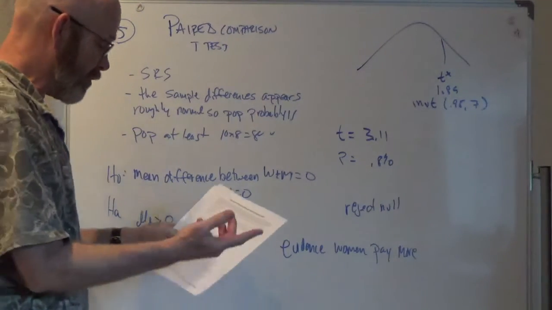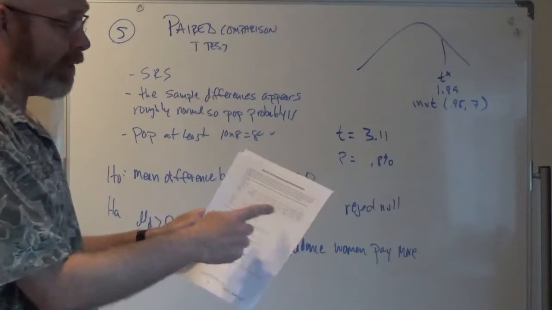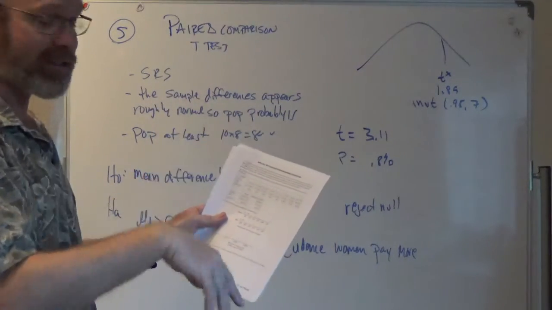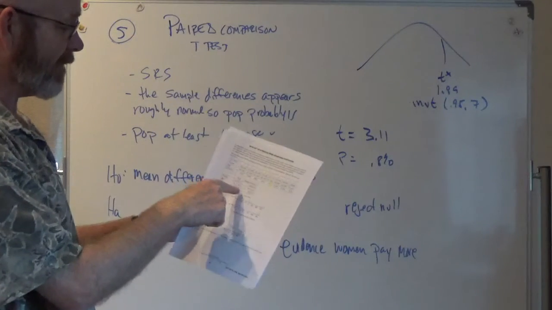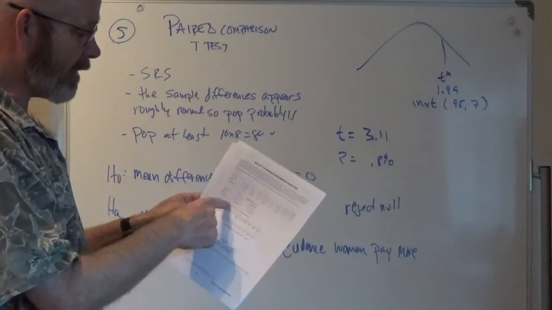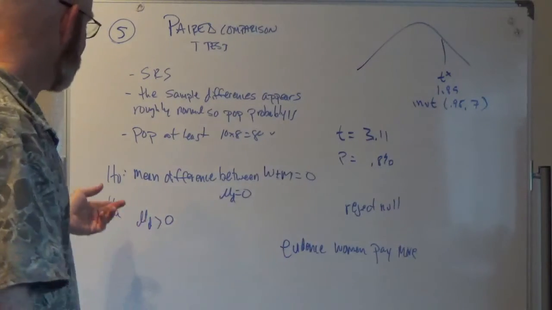So the numbers you want to use, you don't even have to put them in the calculator. Normally you would have list 1, list 2, list 3 is the differences, run the test on list 3. But they tell you the mean and the standard deviation right here of the differences. So we're just going to use those last 2 numbers in the chart.